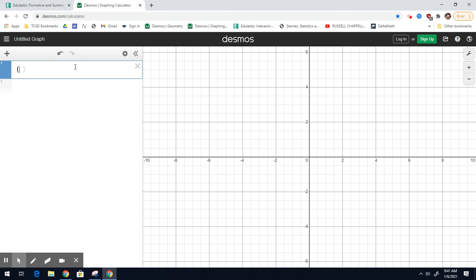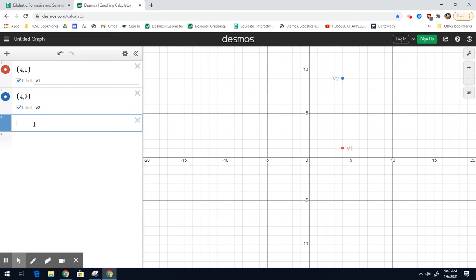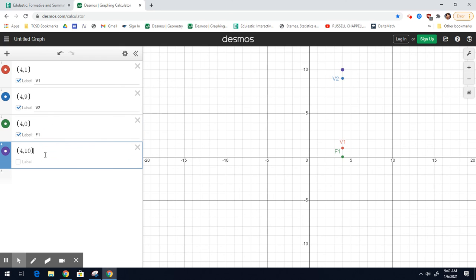Okay, so 4, 1 was my first vertex. I'll call that V1. Doesn't matter. Oh, and let's zoom out one. All right, let's zoom out. Then they gave me 4, 9, which is my second vertex. We'll call that V2. Then they gave me 4, 0, which was the first focus. Call that F1. And then they gave me 4, 10, which was the second focus. Call F2. There we go.